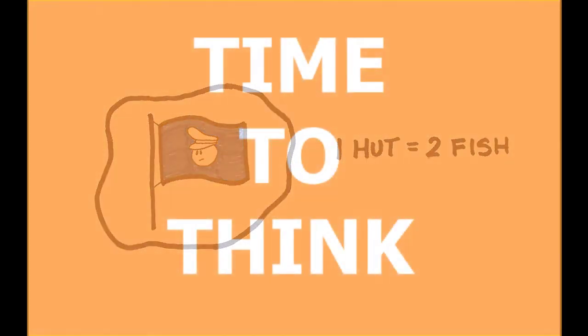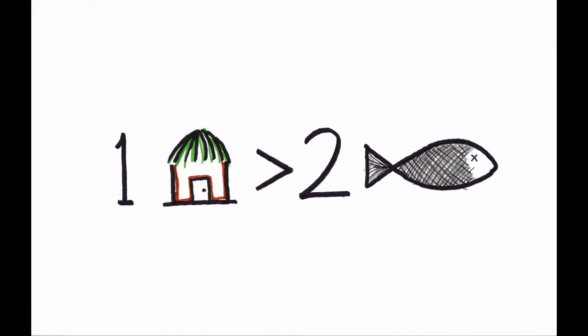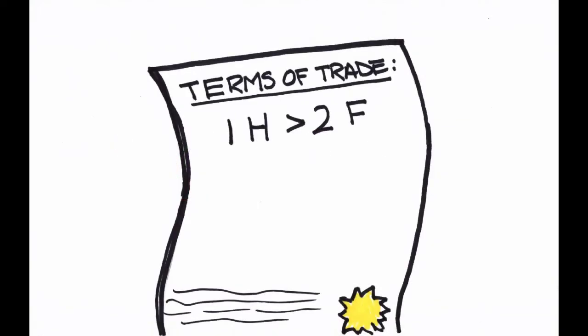Time to think. Under what circumstances would the USS consider trading with the Republic of Gilligan? That is, what would make the exchange of United States of Skipper huts for Republic of Gilligan fish beneficial to the United States of Skipper? If the agreed-upon terms of trade allow the USS to acquire more than two fish dinners for each hut that it sells, then the United States of Skipper sees gains from trade.